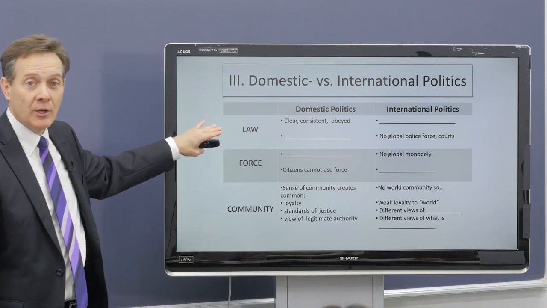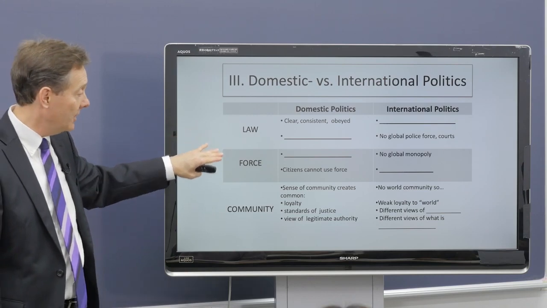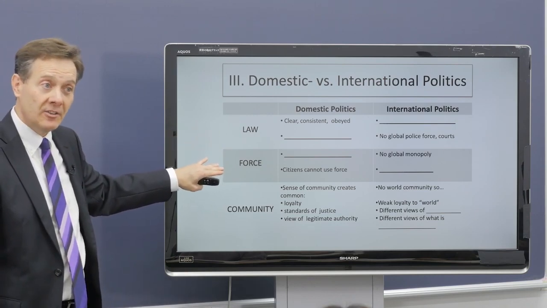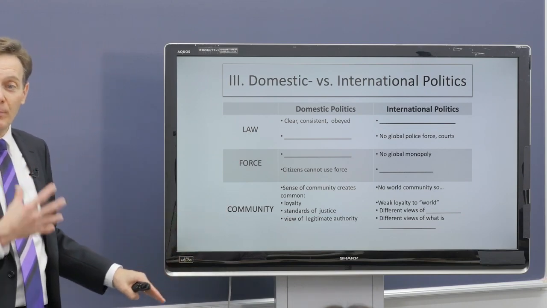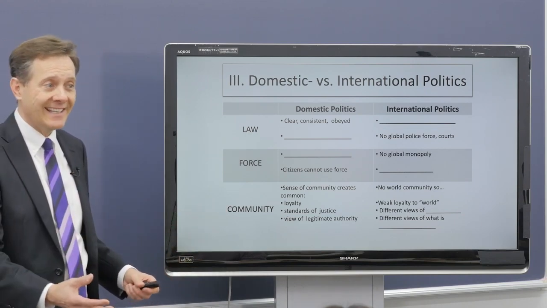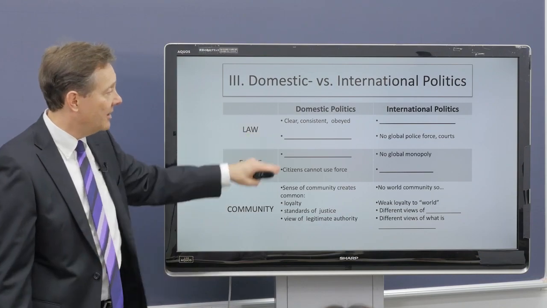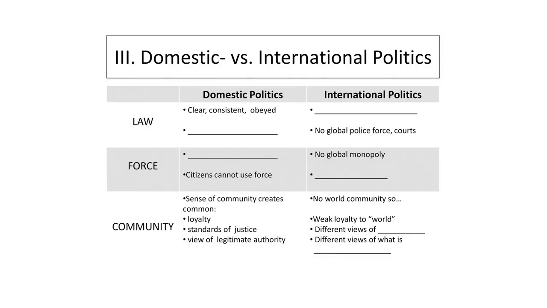By law, we mean the laws that are made and how they are enforced. By force, we mean both the police and the military. And by community, we mean our sense of belonging and our sense of identity. So let's look at these together first. In domestic politics, in a state, the laws are clear. They are consistent. Right? They don't change very much. And they are obeyed. Right? We obey the law. Right?